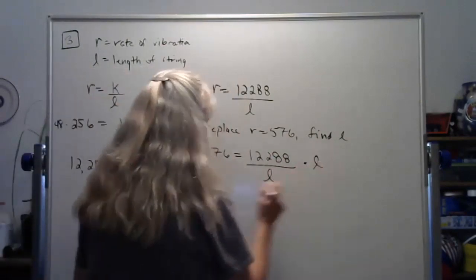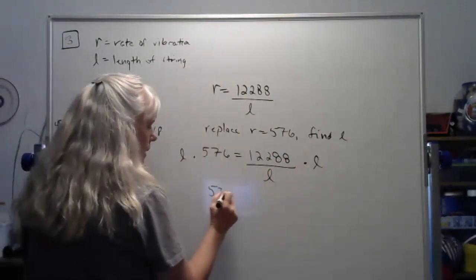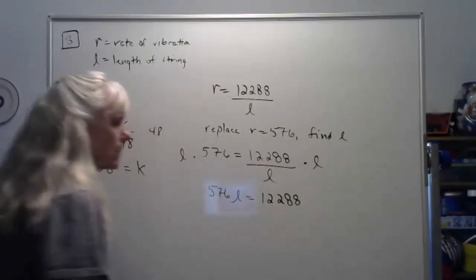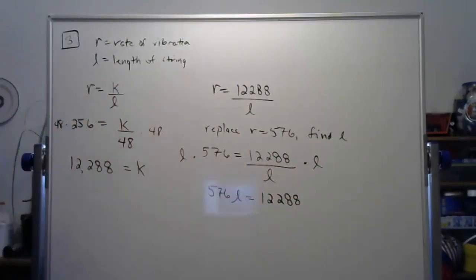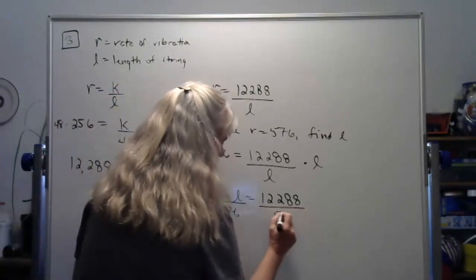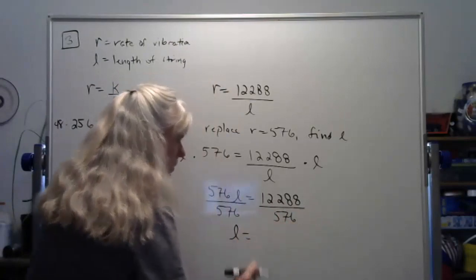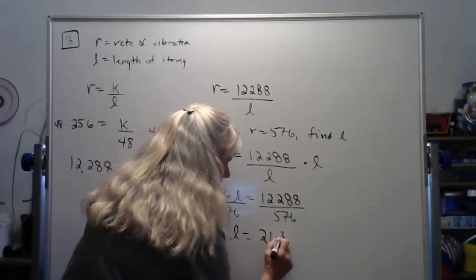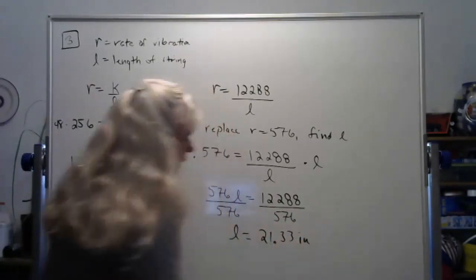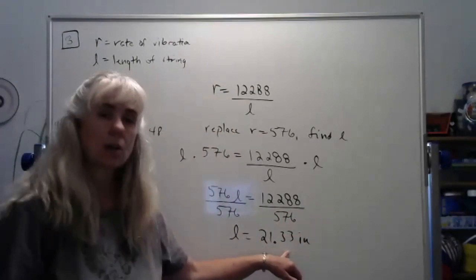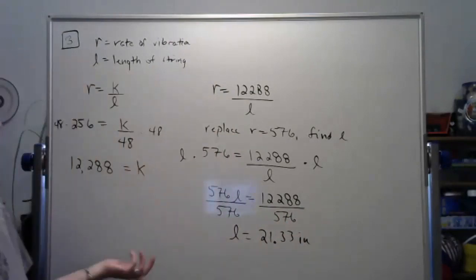Multiply by L? Yep, let's clear the fraction. So we'll multiply both sides by L. That's going to give me 576L equals the 12,288. And then divide by the 576. So L is equal to the 12,288 divided by 576, and I got that to be 21.33 inches. Okay, follow the directions carefully on the homework. They're going to tell you how many decimal places to use. So I did the nearest hundredth, but they might use nearest tenth or nearest hundredth. I don't know. You'll have to follow directions, so be careful.